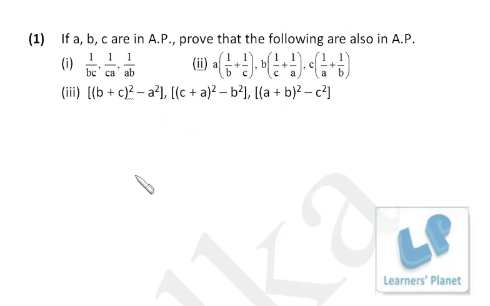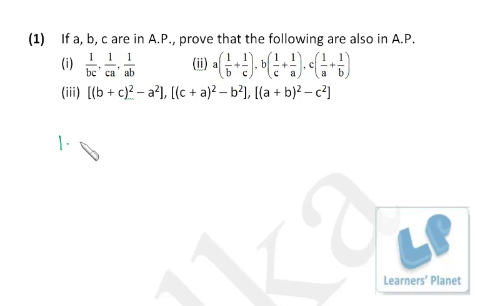Now we have this type of questions where we have been given that if A, B, C are in AP, we have to prove that the following are also in AP. So we will use the basic properties of arithmetic progression over here. Now just see how we do the first question.